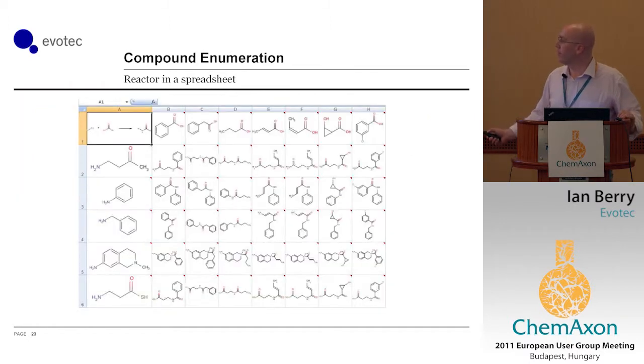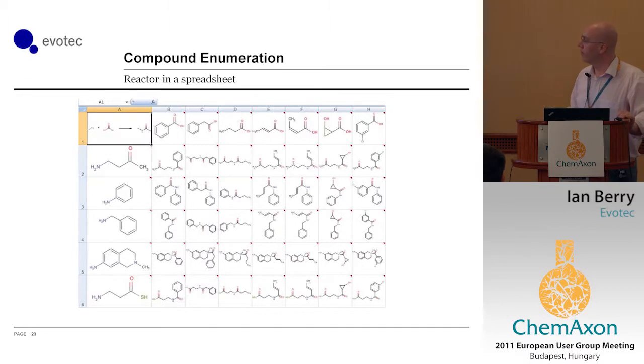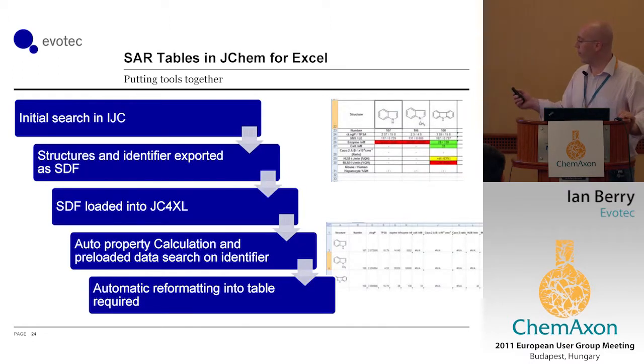But enumeration within there is really neat, and we're using that to replace Cambridge Soft systems in our Tane site, as well as NIME and things like that to build up some enumeration things. One of the things people have been using it for is creating SAR tables.